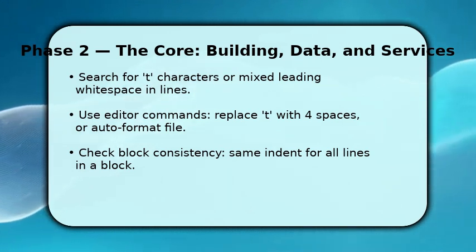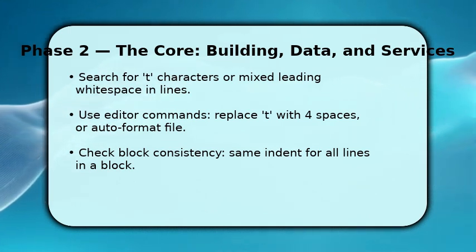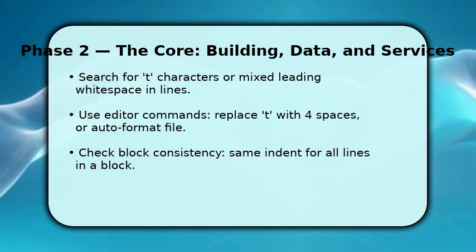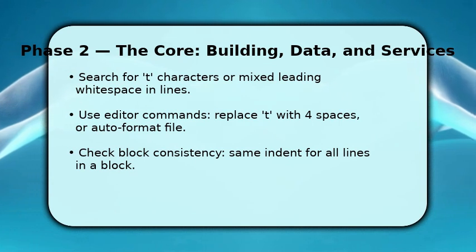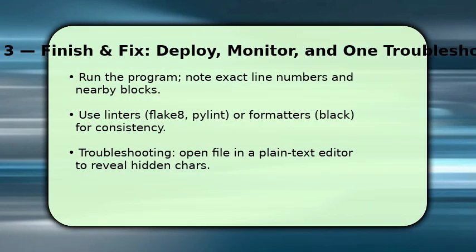Once done, inspect function and loop blocks to ensure every nested line is exactly 1 indent level deeper. Make sure continuation lines align with the opening delimiter, or use a hanging indent consistently. Finish by running the script and fixing the last reported locations.